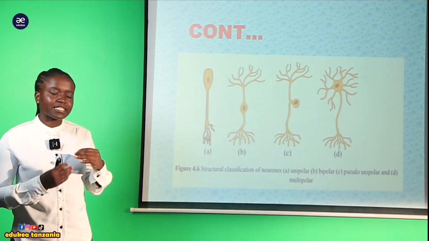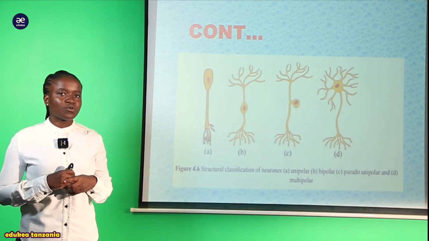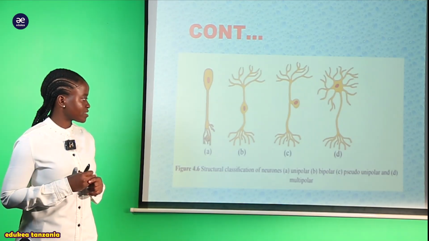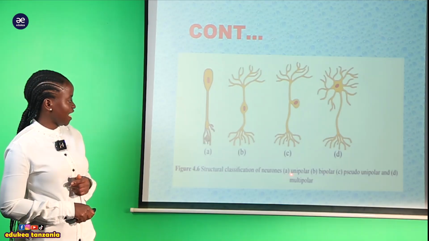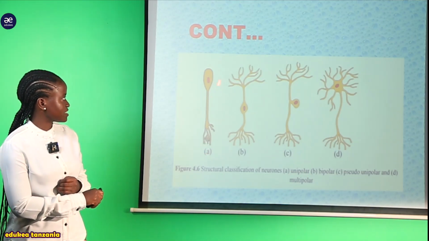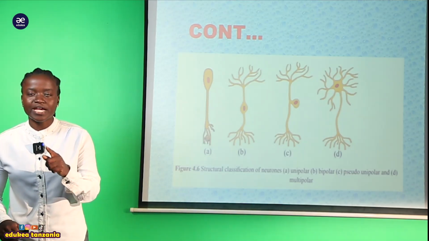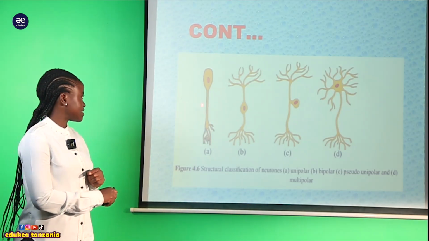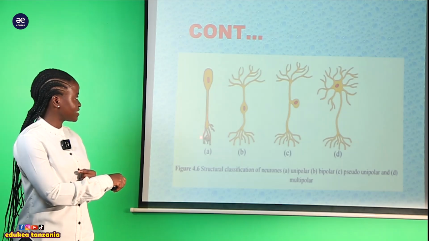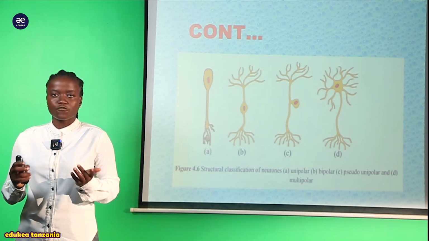So we see the structural classification of the neuron based on the number of dendrites. The first here, that is A, is called unipolar. This one is the unipolar. Now you can see this one is the cell body, but it has only one dendrite, which gives rise to a lot of dendrites. That is the meaning of uni.